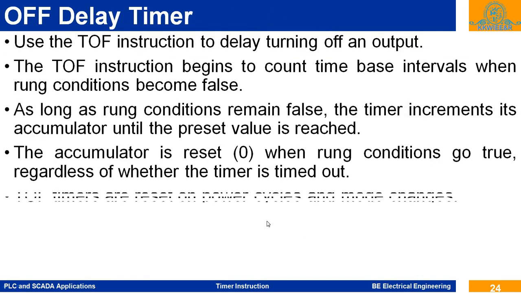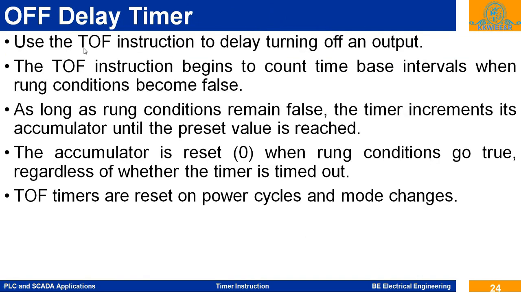Now we see the off delay timer. Use the T off instruction to delay turning off an output. This means when this instruction is true, your output is on, and when this instruction goes false, this delay is provided before turning off the lamp.